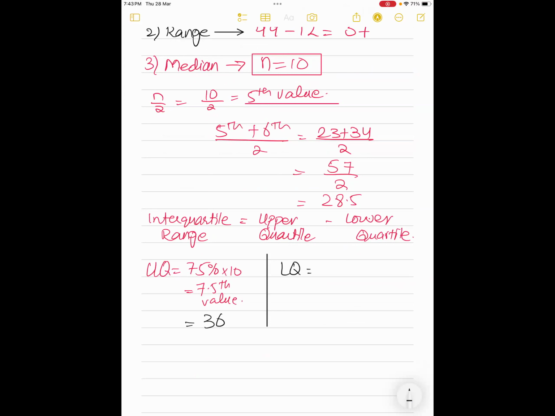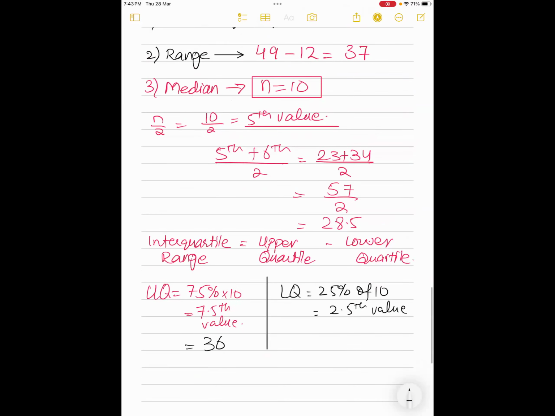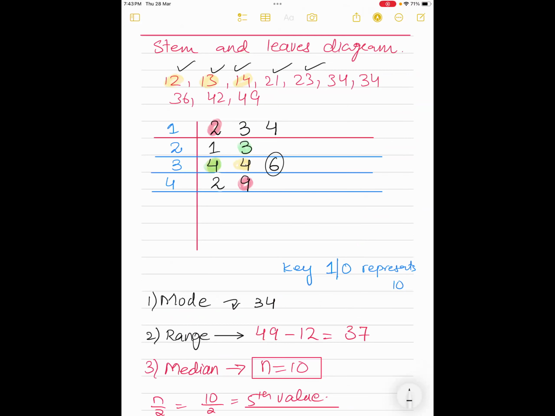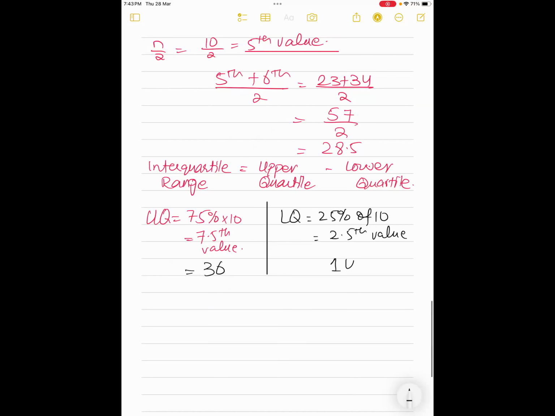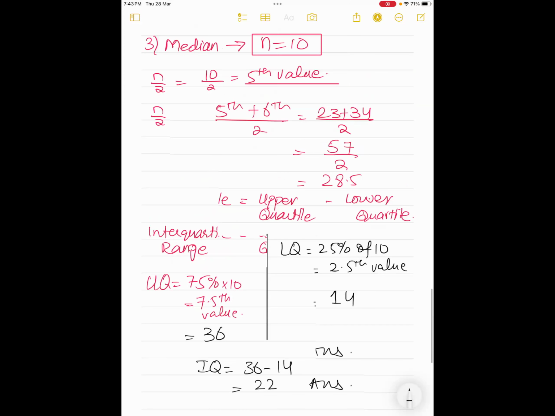Lower quartile is 25% of the total, which is 10. So that would be the 2.5th value. So 1, 2, 3, so 2.5 will be here. That is 14. So what is the interquartile range? Interquartile is upper quartile minus lower quartile. 36 minus 14 is 22, that is the answer. Understood everybody or not? Yes or no?